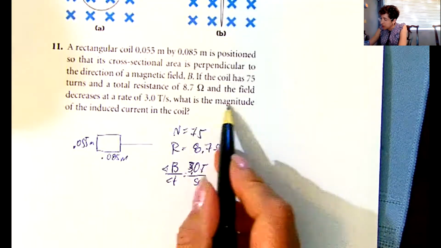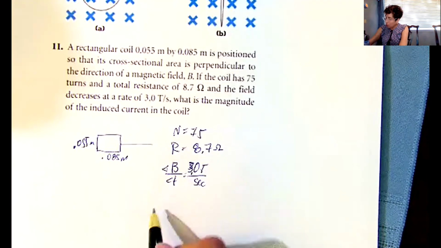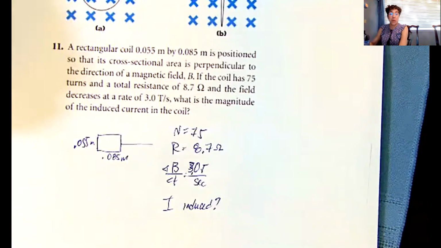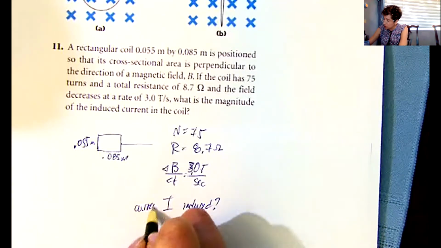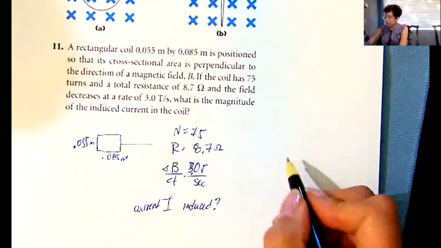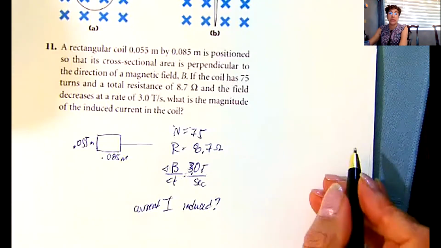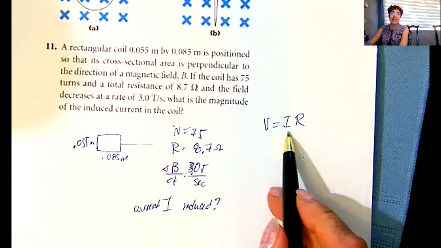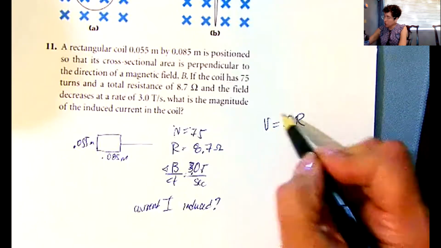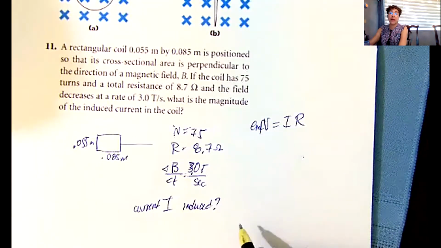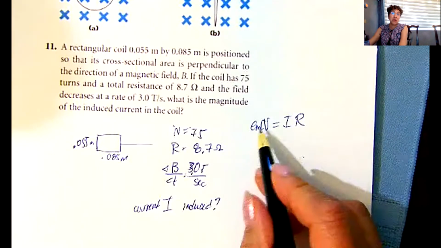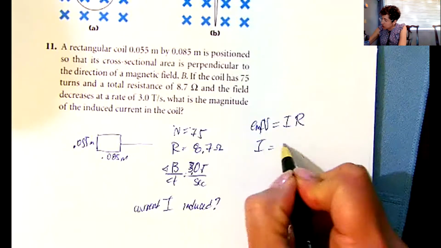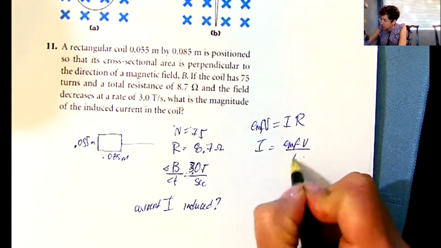Now, what's the magnitude of the induced current? What's the current induced? Well, my equation is for induced voltage, and I know induced voltage is equal to induced current times resistance. So for current, all I have to figure out is the EMF, the voltage induced, and divide by the resistance. So the current is going to be the EMF divided by the resistance.